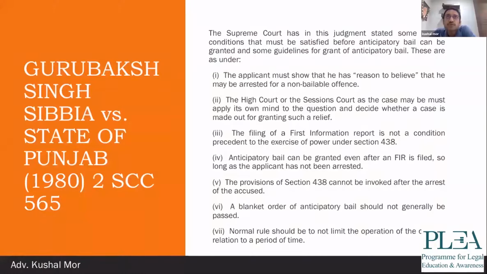Or two, there may have been a complaint filed with the police and the inquiry must be on. However, the complaint is not yet reduced into an FIR. The police have not taken a decision whether they want to file the FIR or not. And still, even in that case, there is an apprehension. Therefore, the judgment clarified that the filing of a first information report is not a condition precedent.